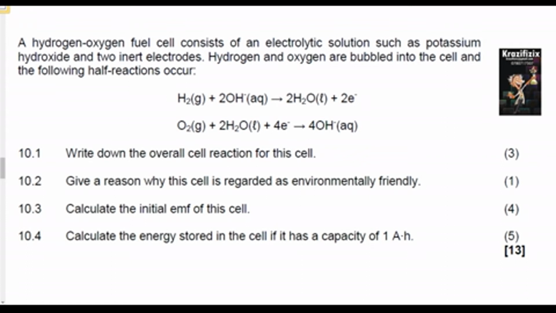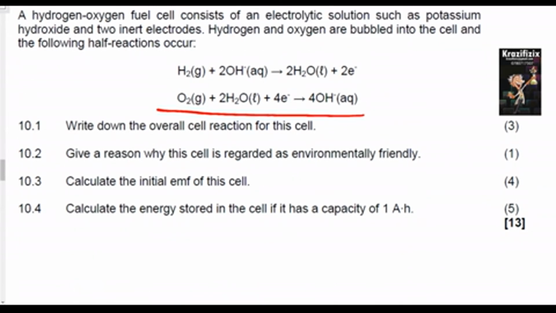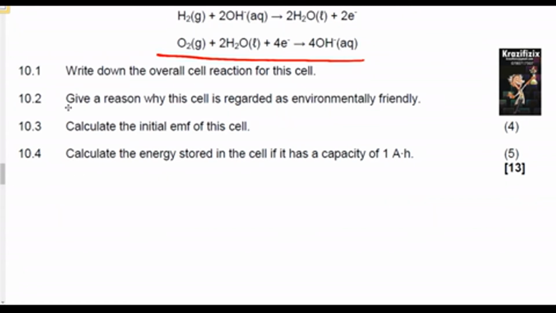Overall, we know one of them is reduction and the other one is oxidation. So what do we need to do? We need to balance. Okay, let's see. All we need to do is simply to multiply this by 2. So we're going to have 2 hydrogen there, and I'm going to have 4 hydroxide ions on the left.